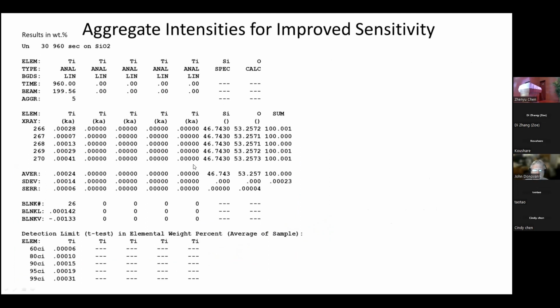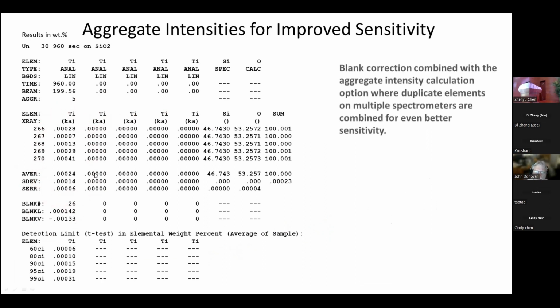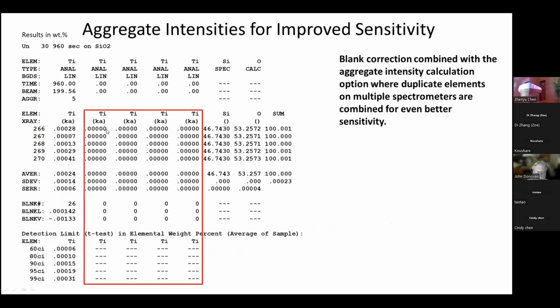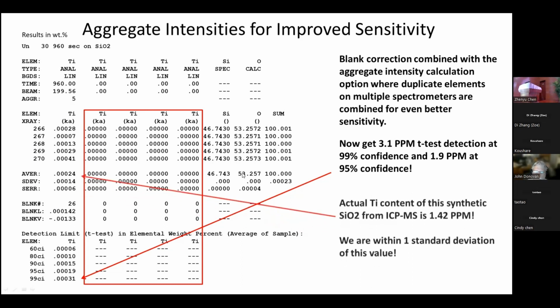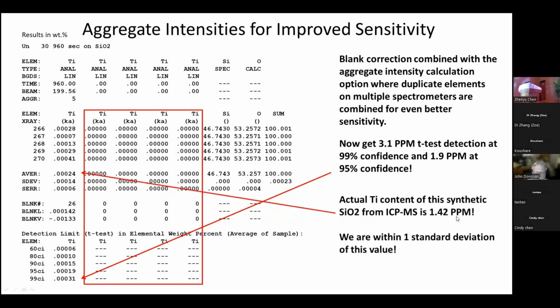We can actually combine the intensities from all 5 spectrometers into one spectrometer. You have to do this for both the standards and the unknowns so that it acts like one giant spectrometer. And when we do that, now we get something very interesting. We've taken all these intensities and combined them, and now we're getting a 99% confidence interval t-test of about 3 ppm. That is pretty impressive. The actual content of this sample is around 1.4 ppm as measured from ICP-MS, so within a standard deviation of the actual value.